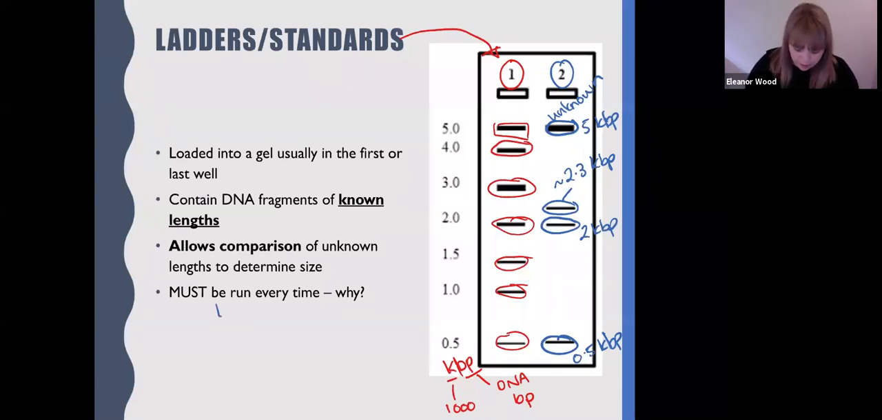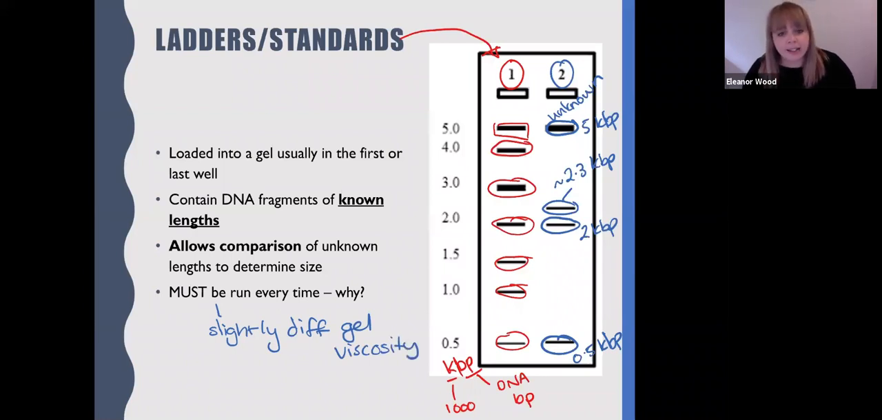Every time you have a slightly different gel viscosity. Remember back when we talked about the factors that affect gel electrophoresis, one of them is the gel viscosity. So if you run one gel versus another gel, one of them might be a bit thicker. If it is a bit more viscous, it's going to run slower. So you always have to run a fresh ladder with every gel.